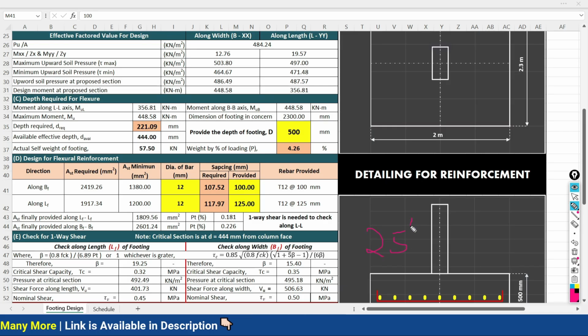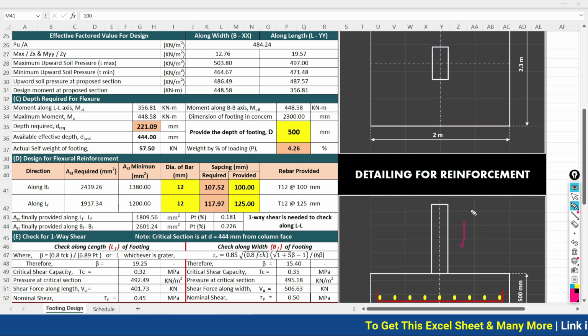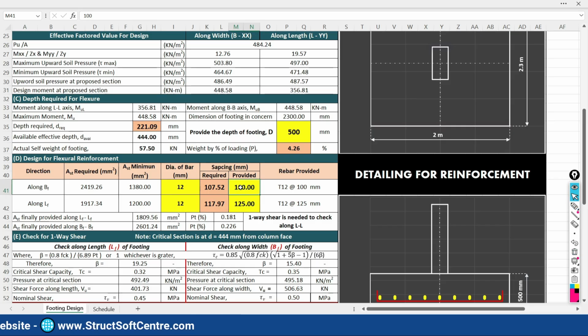It is again a practical thing. Whenever the site is going to be executed based on your design, it should be easy to execute. On site, 1 inch is equal to 25 mm. So you have to provide the spacing with a rounding factor of 25 mm. That's why we are going to adopt the spacing as 100 mm. Otherwise you will say, sir, you can take it as 105 as well.